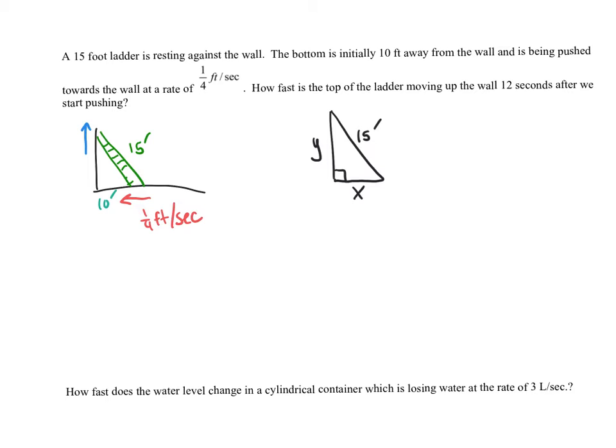So really in this problem, what we want to know is how fast Y is changing. We want to know what dy/dt is, how fast the Y is going up per unit time. Now we know a rate, 1/4 feet per second, but that's how fast the X is changing. So we know dx/dt, that's 1/4 feet per second.